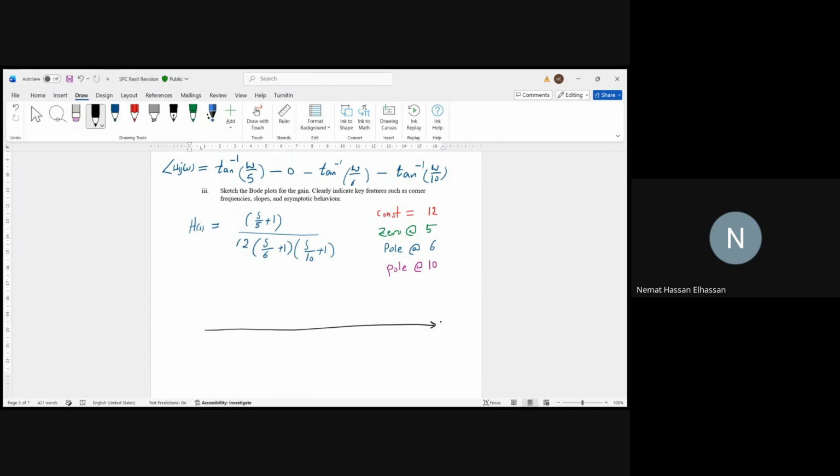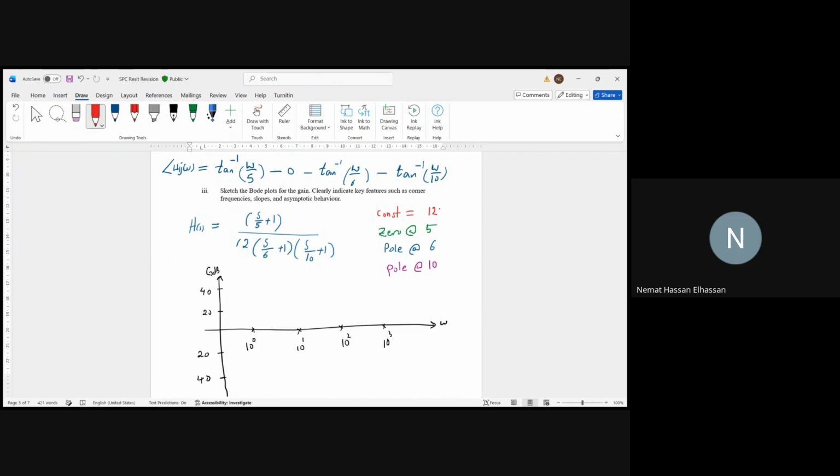So this is my frequency, and this is my gain in decibels, and this is 20, 40, 20, 40 decibels, and then I can start here with 10 power 0, 10 power 1, 10 power 2. We're just doing an approximation. We don't have to be exactly accurate with the scales. And then I can plot each and every element independently.